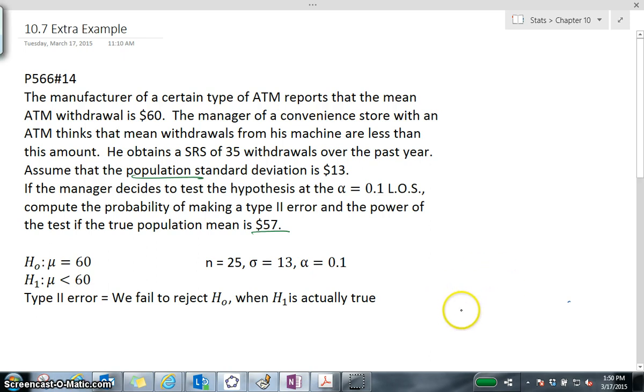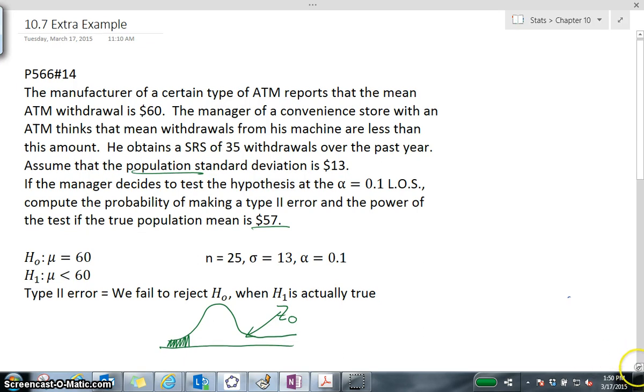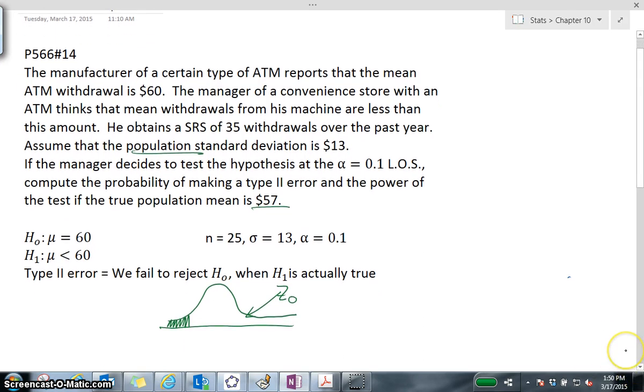So when we should reject H0, hence the error. So we draw our picture. This is left tail. So we should have rejected, but we didn't. So our Z0 is actually in the white area. So we need to find this cutoff of what that actually is.